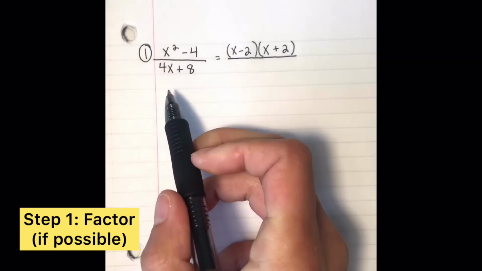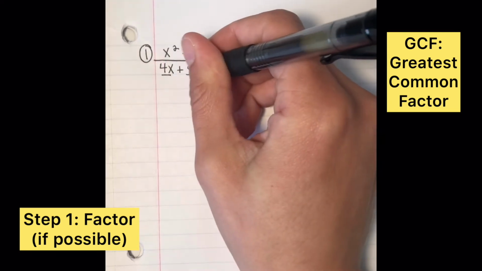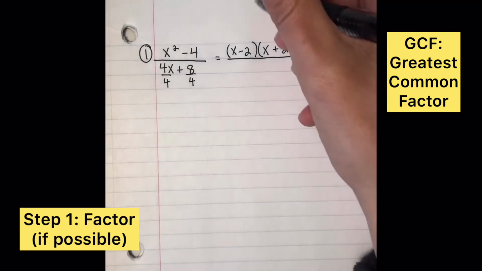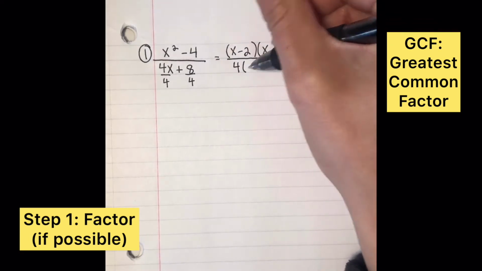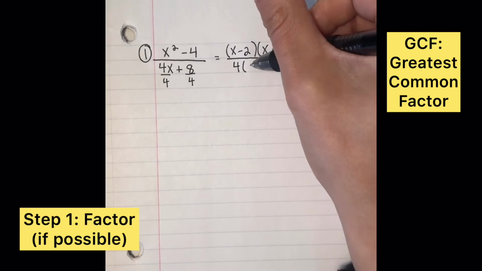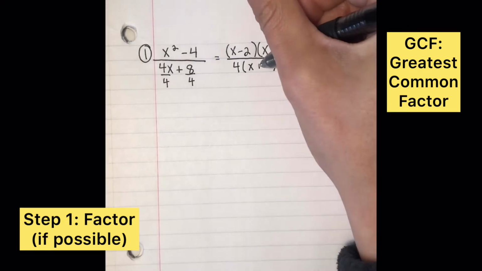On the bottom, there's no squared, but there's a GCF. We can divide 4 and 8 both by 4. So we'll take the 4 in front. When you divide 4x by 4, you're left with x. And when you divide 8 by 4, you're left with +2.